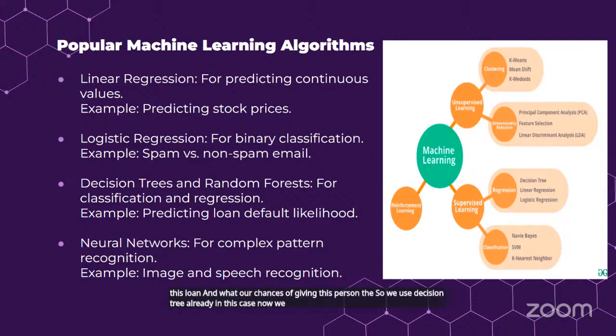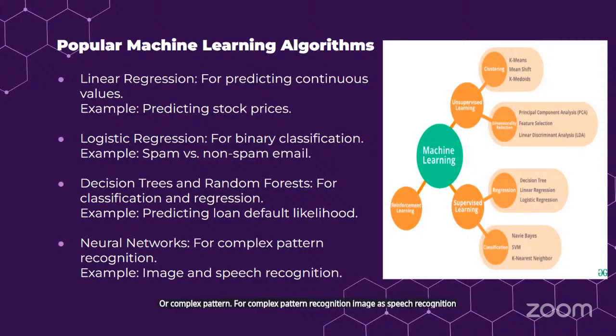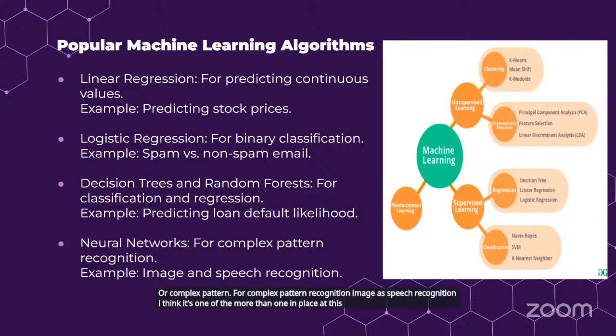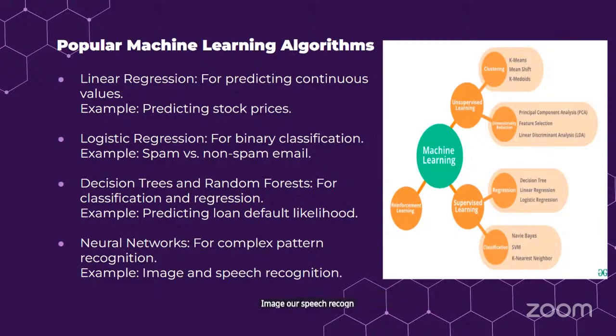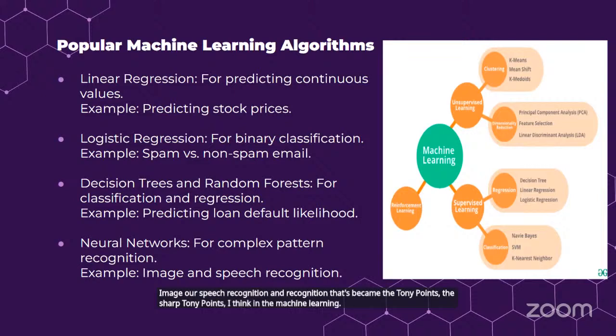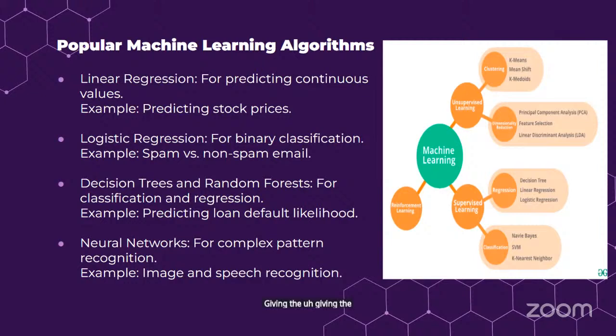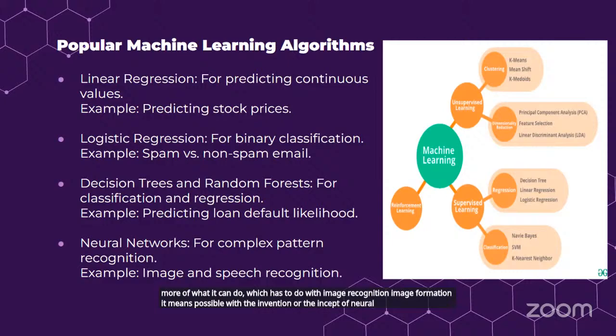Now we have neural network for complex pattern recognition, such as image and speech recognition. I think it's one of the modern ones that came and changed the interest in machine learning when neural networks were included for image and speech recognition. That became the sharp turning point, I think, giving the invention of AI its escalation. AI could have been there, yes, but more of what it can do, which has to do with image recognition and image formation, is made possible with the inception of neural networks in machine learning.